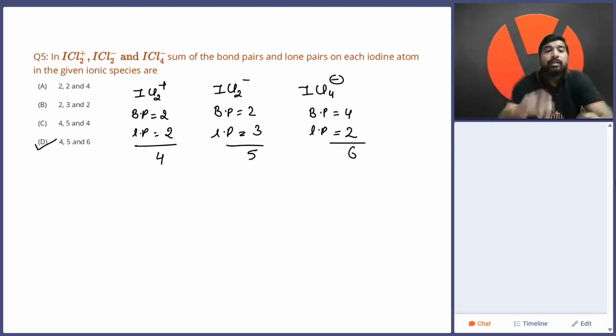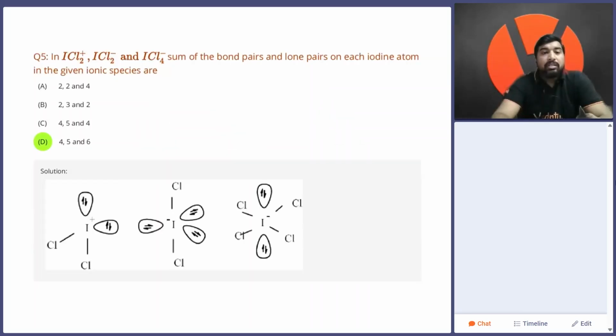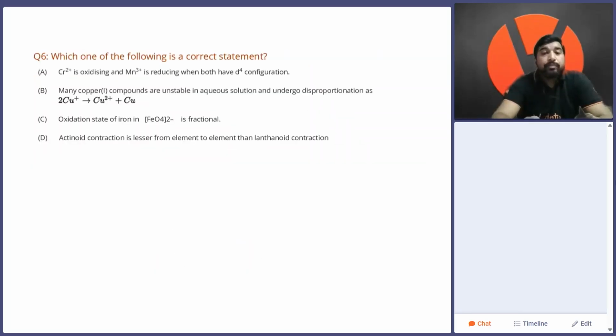I think it is clear. Now we're going to cross check the answer. Yes, definitely D is the right answer. So now there is the next question. Which of the following is a correct statement? So let's check option A.